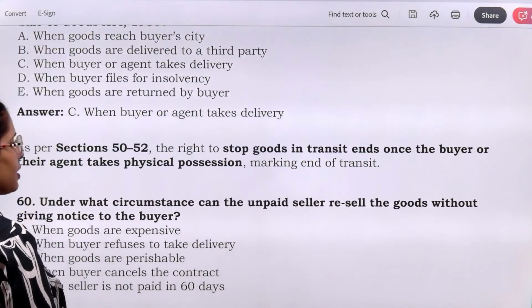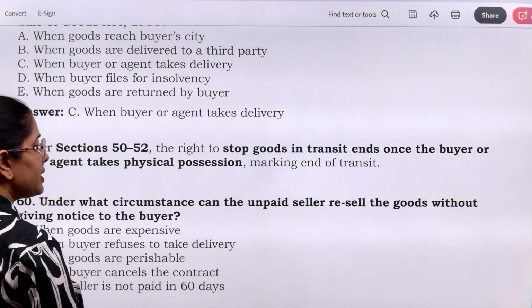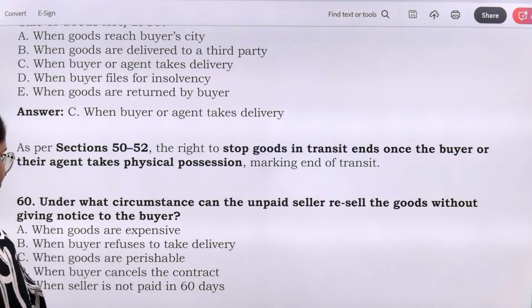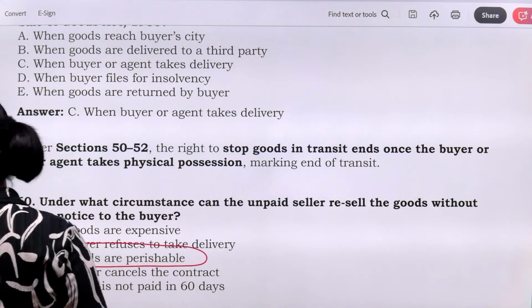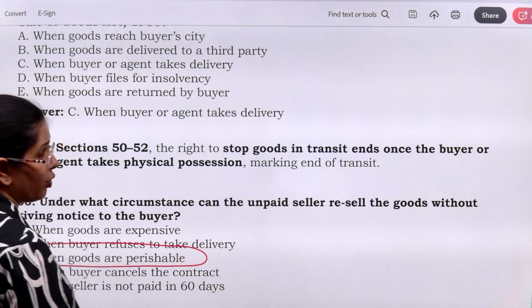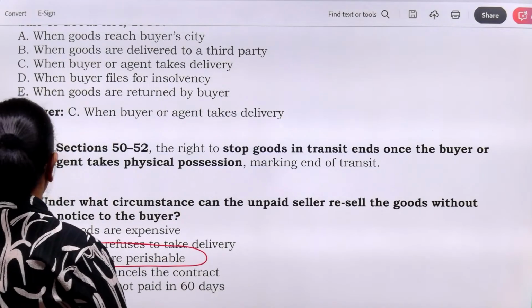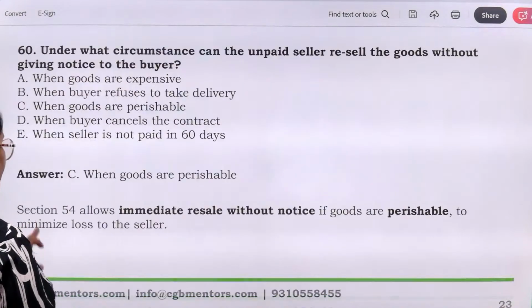Now, under what circumstances can an unpaid seller resell the goods without giving notice to the buyer? So, if the goods are perishable in nature, they can be destroyed if the time taken would be too much. So, in that case, the seller can sell the goods.